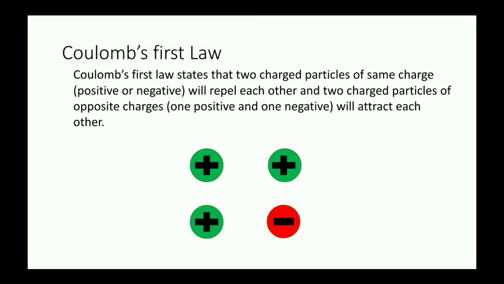So let's start with Coulomb's first law. Coulomb's first law basically states that two charged particles of the same charge will repel each other and two charged particles of the opposite charge will attract each other.